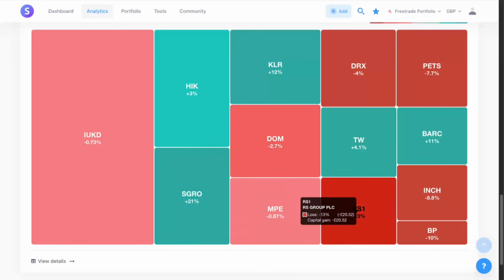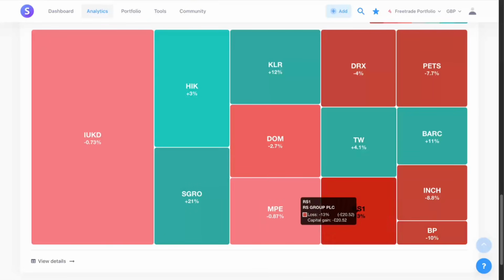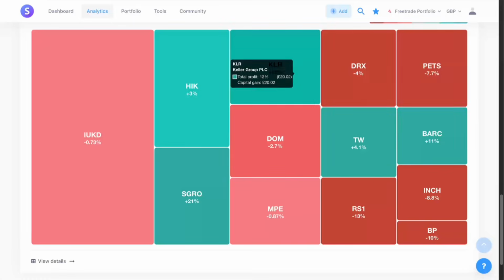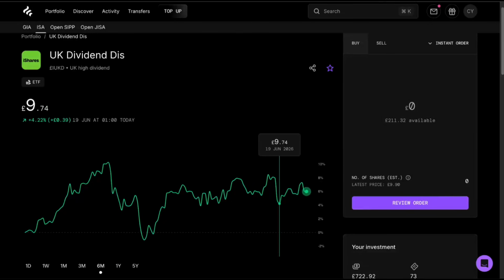with the main losers being Inchcape down 8.8%, BP being down 10%, and RS1 Group down 13%. And on the flip side, we had Barclays up 11%, Keller Group up 12%, and Segro storming ahead, being up 21%.